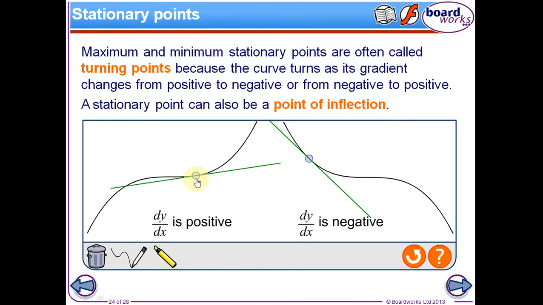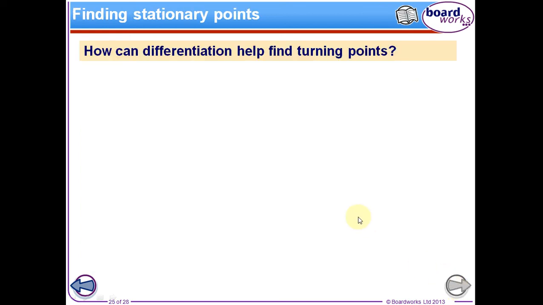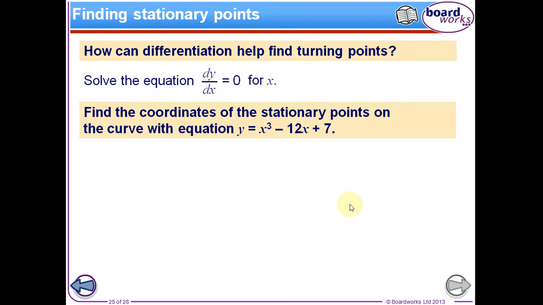If you look at this now, if I bring this curve down, do you see now? So it's positive, and this is decreasing, negative. Okay, so that's that. So how can differentiation help find turning point? To find turning point in differentiation, you find dy/dx and you equate it to 0. So find the coordinate of stationary point on the curve with equation.